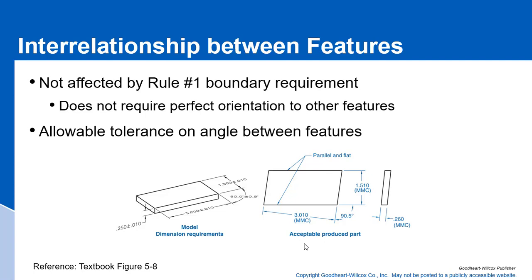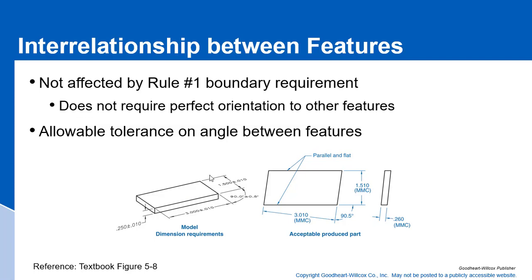Okay, here's a pretty important point. This is the second movie in the form tolerance lesson. Interrelationship between features is not affected by Rule 1. Boundary requirement does not require perfect orientation with respect to other features.